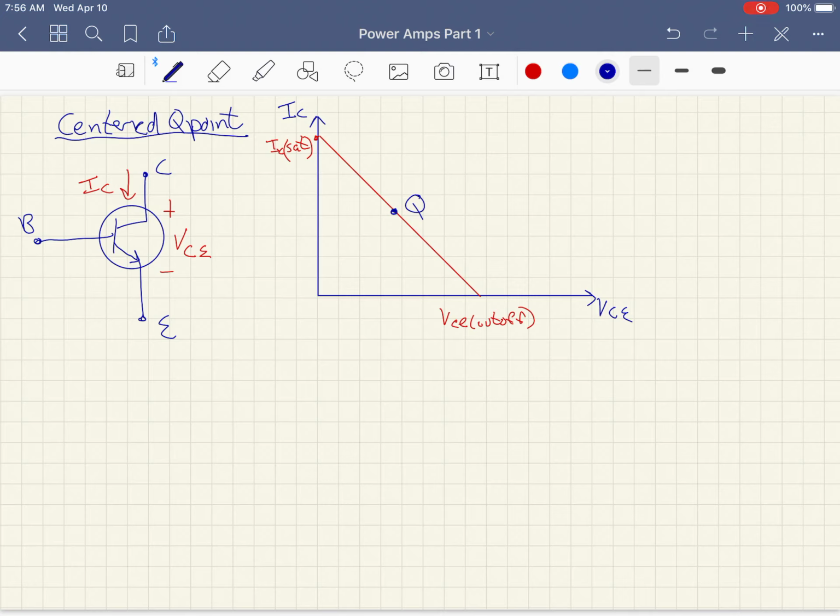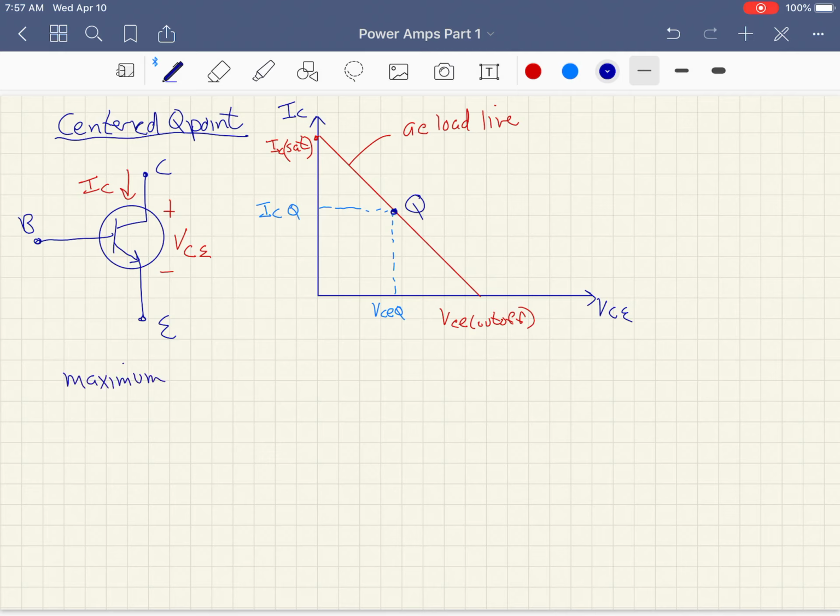And at that Q point, we've got a corresponding ICQ. That's the AC collector current at the Q point, and we've got VCEQ. Okay, and I've drawn the AC load line. There's also a DC load line, very similar. They share the same Q point.